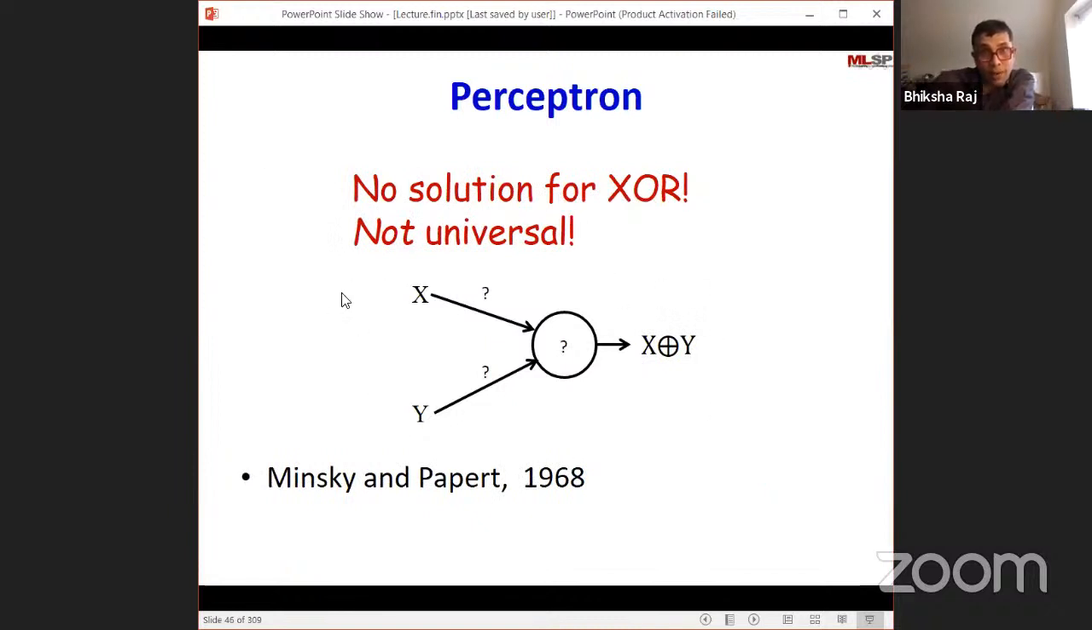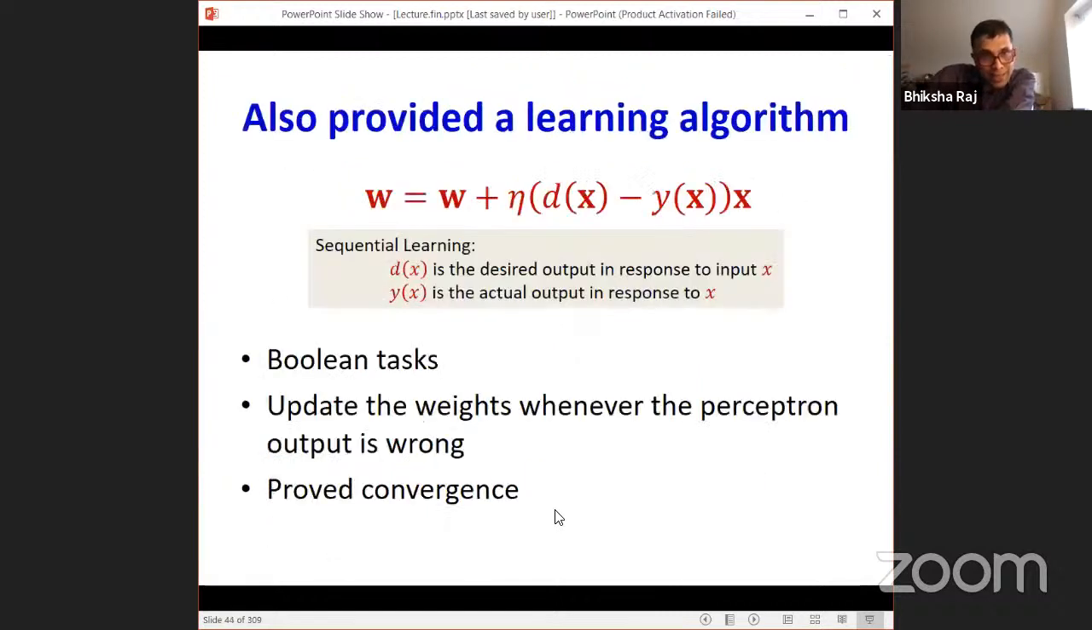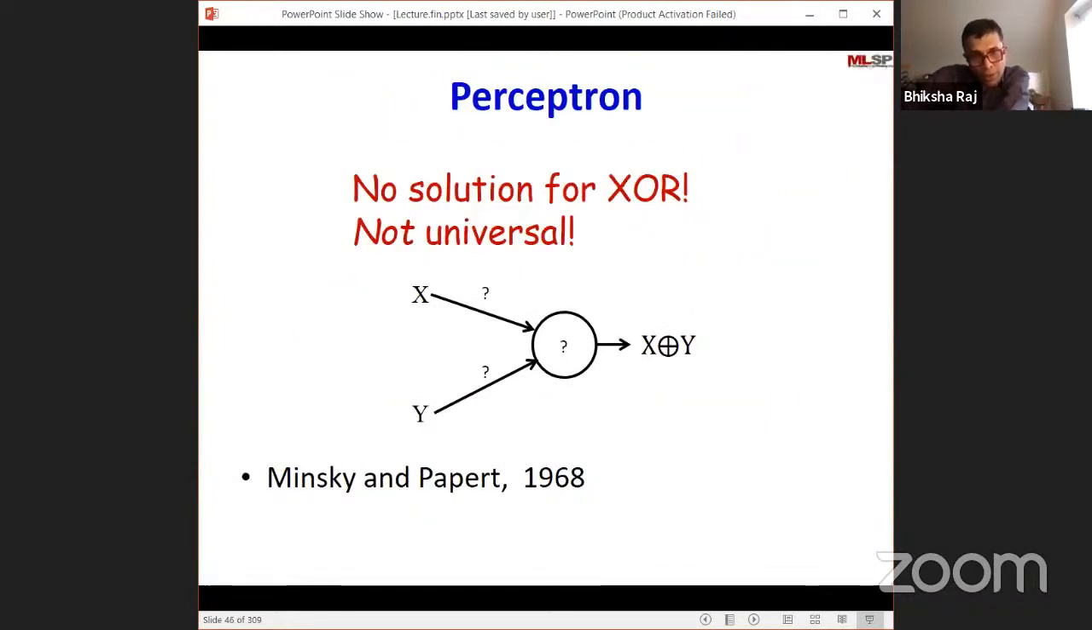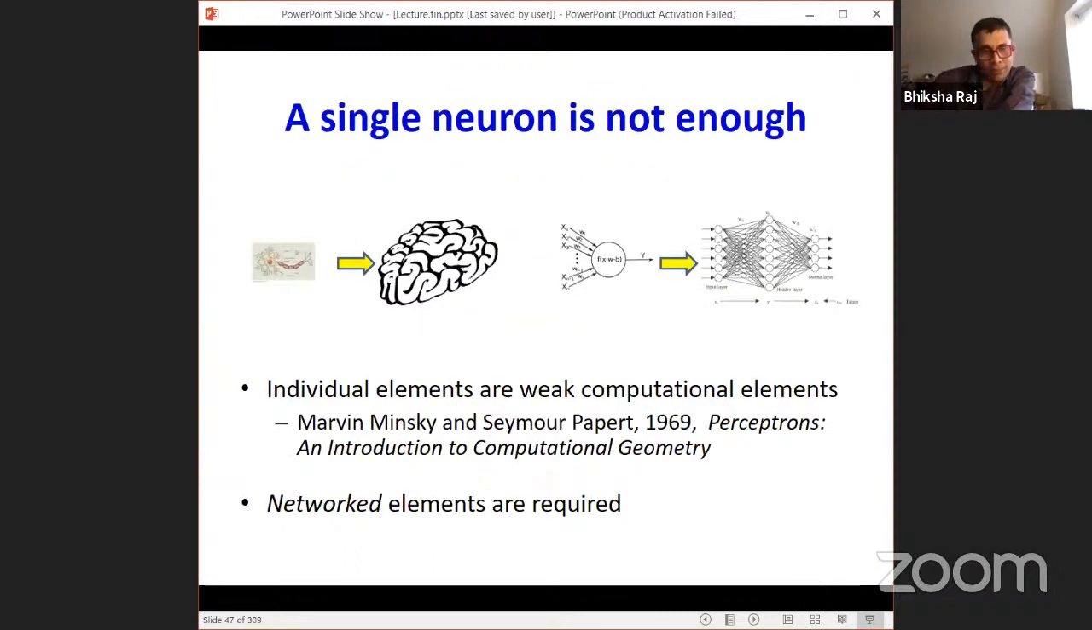A perceptron cannot model an XOR. This was what Minsky and Papert showed. So in other words, the exaggerated claim that Rosenblatt had was wrong. It's trivially shown that it's wrong. And this sort of killed all interest in perceptrons and multilayer perceptrons and learning and such like for a decade. But then Minsky and Papert also showed that while the individual perceptron can do a lot, it's actually a weak computational element. But if you begin networking many of these together, you can do a lot more.